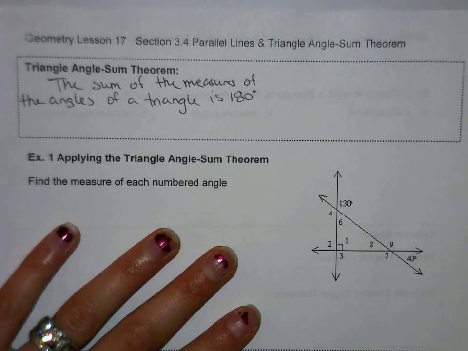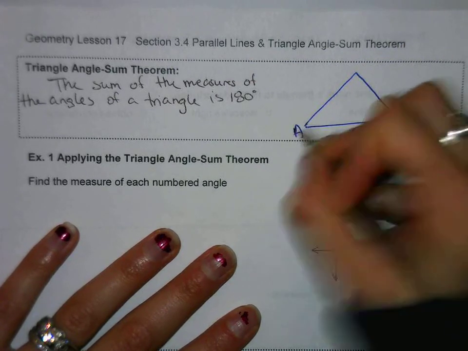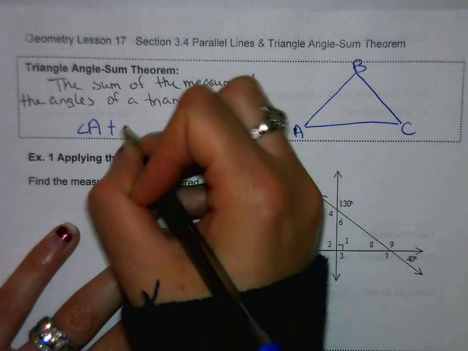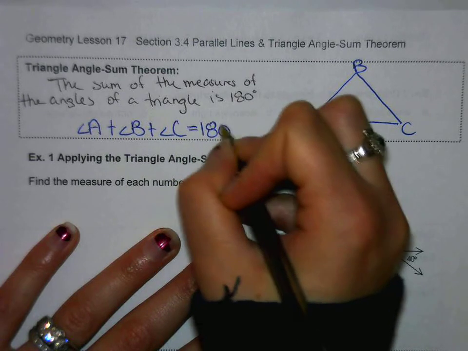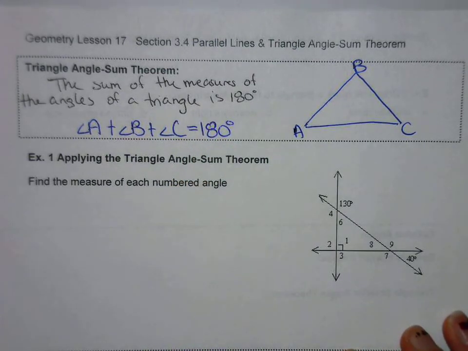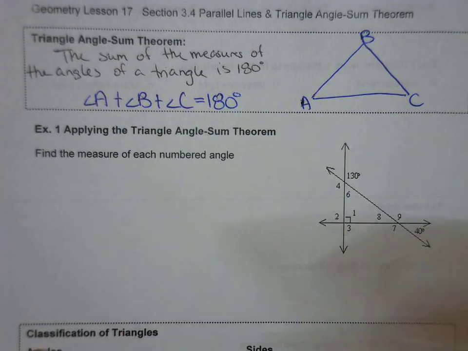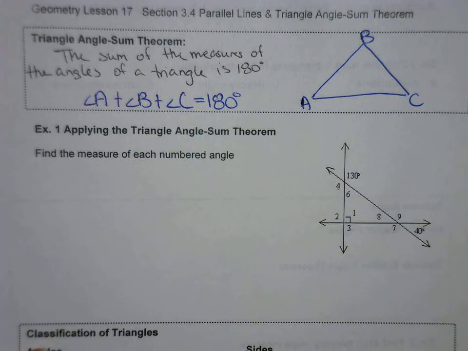So an example of that would be if we have our triangle ABC, angle A plus angle B plus angle C will equal 180 degrees. So let's look at an example problem. If we're looking at example 1, we need to find the measure of each of these numbered angles.